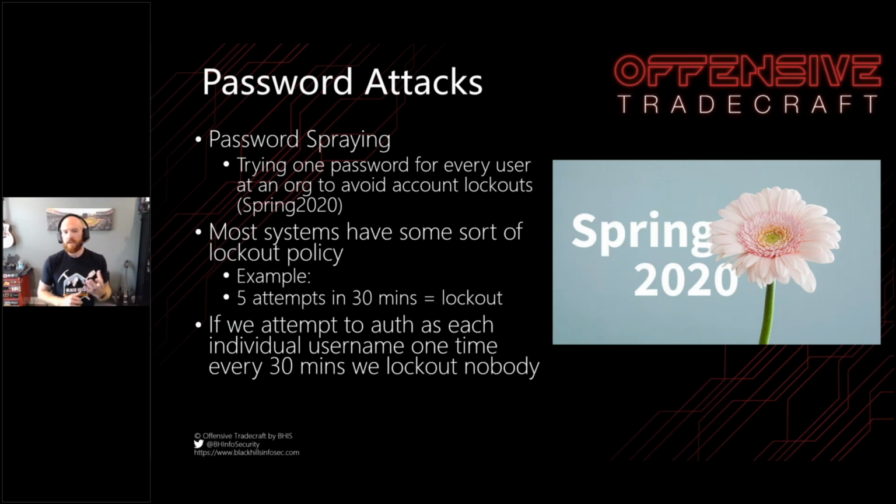So password spraying differs from password brute forcing. Traditionally, password brute forcing is where you're taking every single password combination you can think of and trying it against one username. That's your typical password brute forcing. The problem with that is that most systems have a lockout policy, right? So a lot of times you have 5 attempts in 30 minutes equals lockout. So how do you do that against a system that has that?